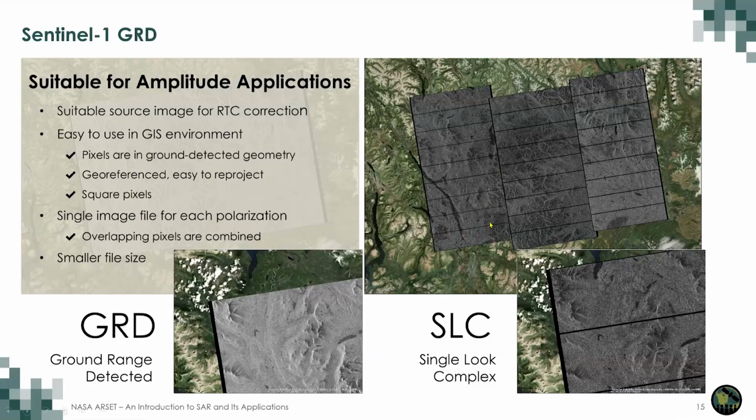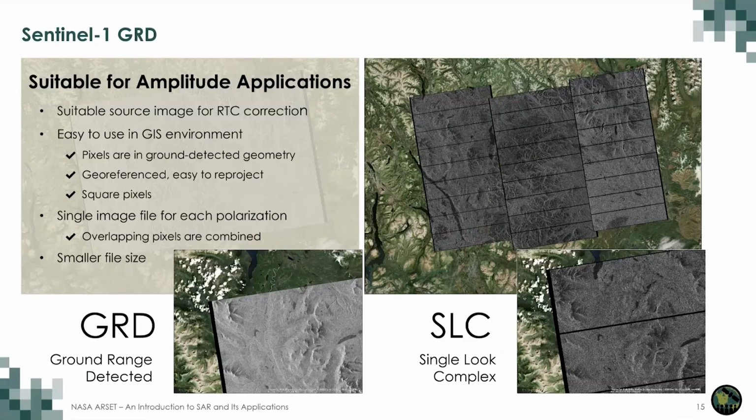So even though the bursts actually overlap, if you look above and below the guideline, that data is repeated because there is overlapping data. So in the GRD, any of those overlapping portions are averaged together, so you just get a single output image. Same thing with the subswaths. If they overlap, that's all just combined so that there's one value per pixel.